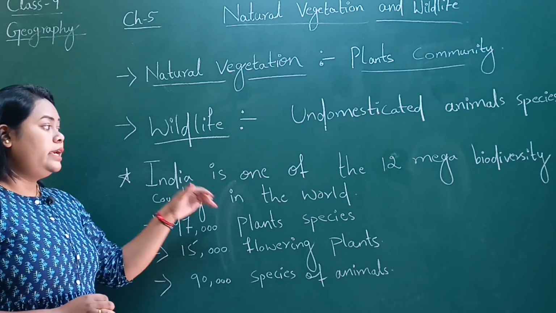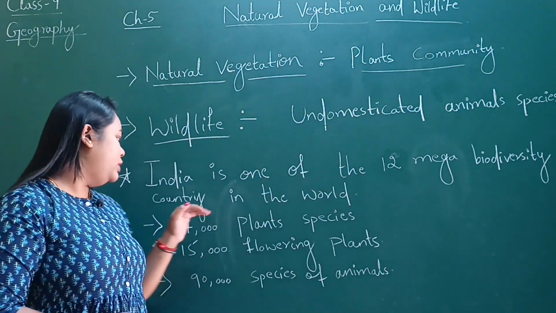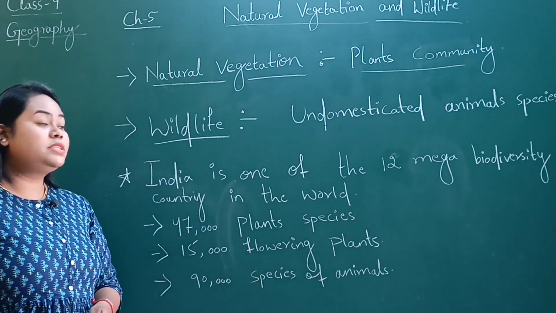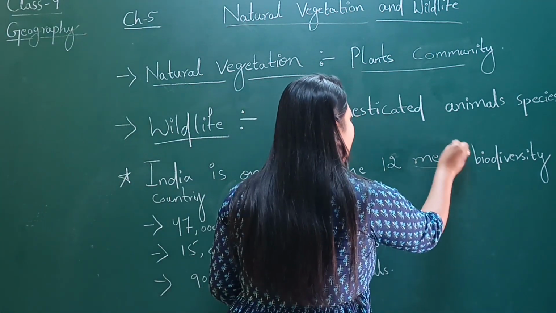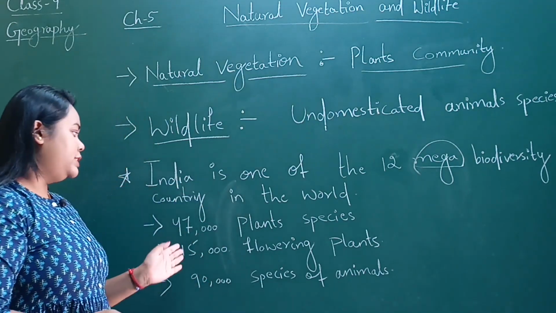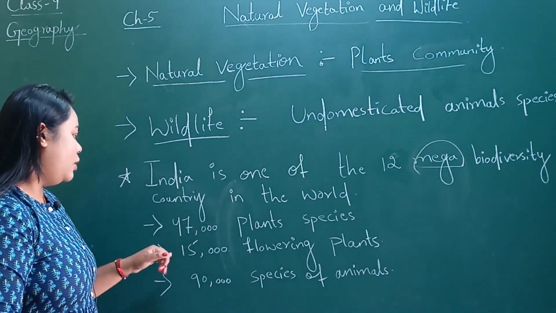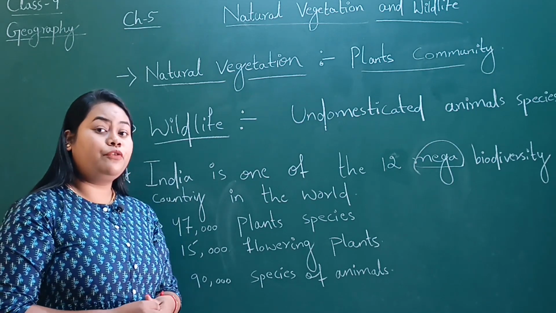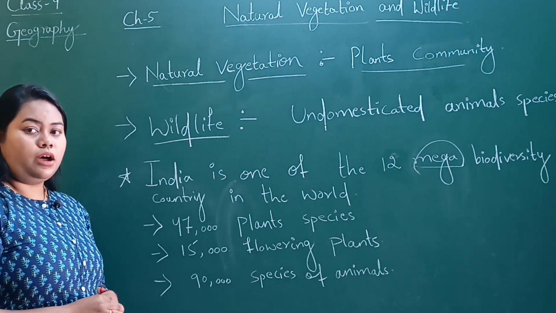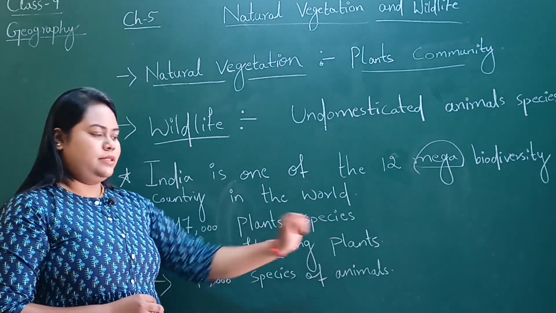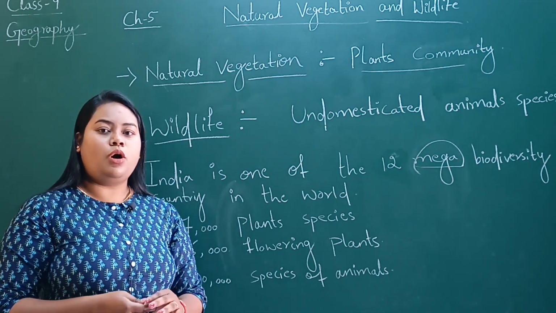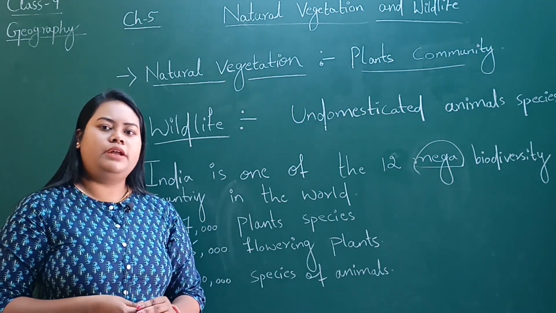Now, India is one of the 12 mega biodiversity countries in the world. Here comes the word mega. What does it mean? It means a broad biodiversity country. In India we have 47,000 plant species, 15,000 flowering plants, 90,000 species of animals, and rich varieties of fishes in our marine and freshwater.